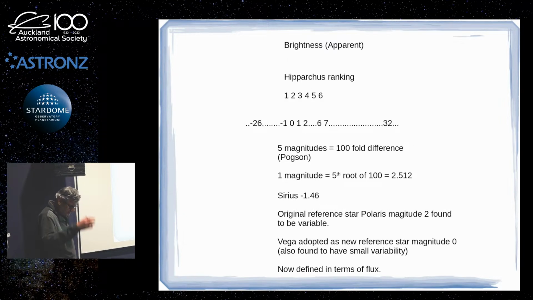So visual magnitude brightness is actually based on Hipparchus's star ranking system. Obviously they couldn't accurately measure star brightness back in those days, so you just had to estimate it by looking at the stars, and he gave them a ranking, the brightest stars being first magnitude, and the ones that you could only just barely see, sixth magnitude. So that's the origin of the visual magnitude system.